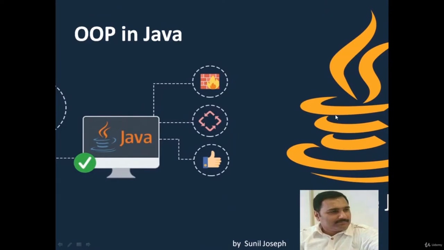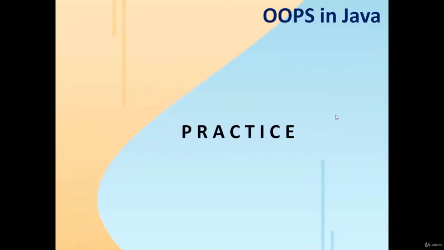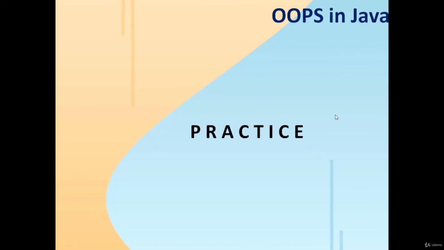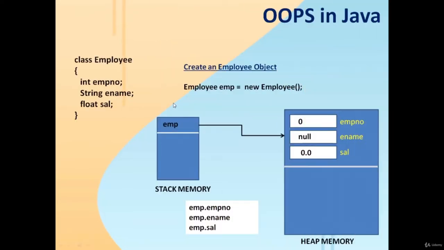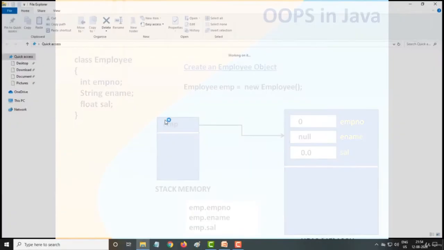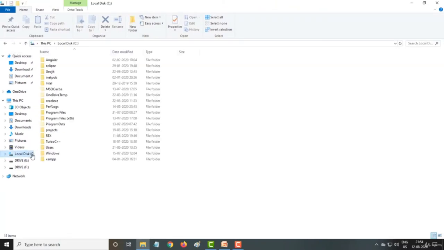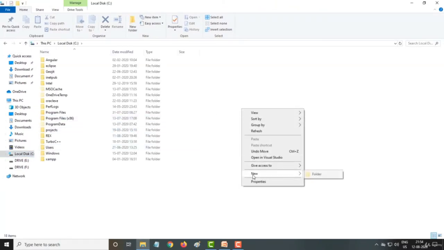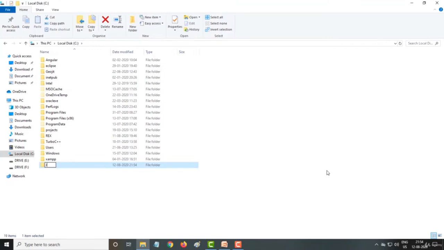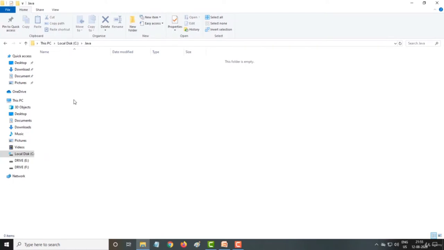In this practical lesson, we are going to implement the previous lesson. The same example: we create a class called employee, which has three properties. Then we create an object. Then we access the properties by using the dot operator. For that purpose, let's create a new directory in C drive. I'm creating a directory with the name Java. So I created a directory, and there we want to write our programs.